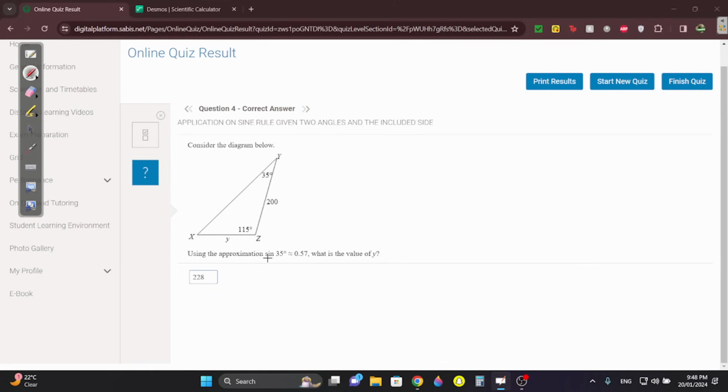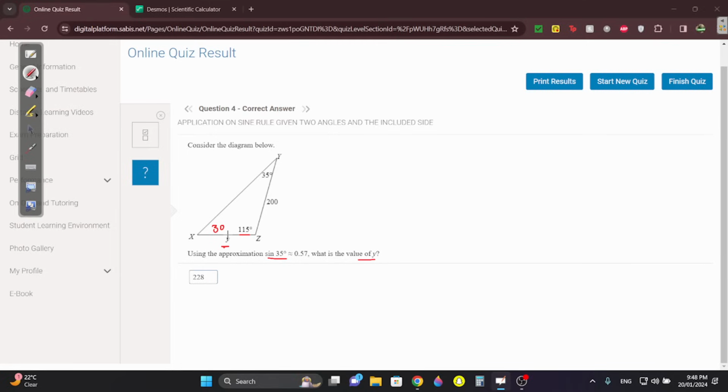Using the approximation, sine 35 is 0.57. Okay, they want y. And I tell you to make things easier, always have all three angles written down, and make sure you know all three angles. So if this is 35, this is 115. Then this is 30. For anybody who doesn't know why, it's because all three angles in a triangle add up to 180. Okay, what is the value of y?